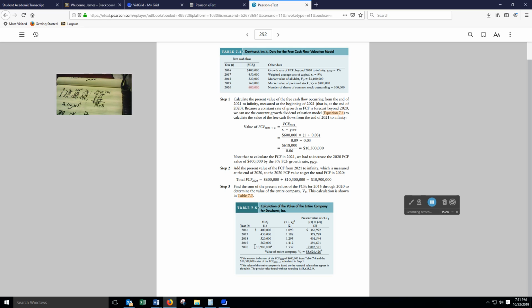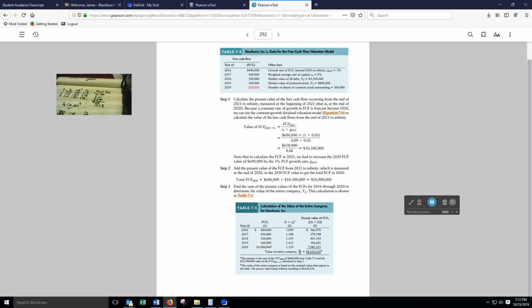We could do it that way, or we could enter, after we cleared our calculator and cleared our TVM, $10,900,000 as a future value. We could enter 9%, our weighted average cost of capital, for our IY. This is 5 years out, so we'll enter 5 as N and then compute the present value. Once we've completed all these present values, we add them together, and that becomes VC, the value of the entire company.